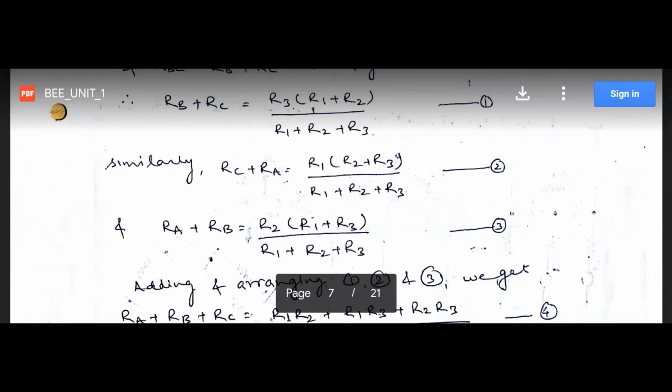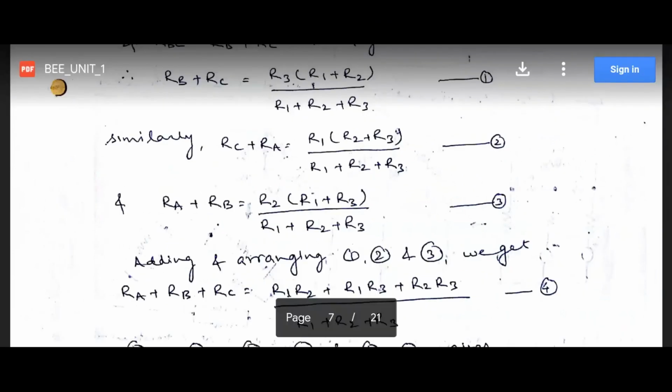And in RHS, what will we get? In RHS, we will get this R1 plus R3, and again R1 plus R3 is here. So we will get 2 R1 R3. Similarly, this R2 R3 is here and R2 R3 is here, so we will get 2 R2 R3. And R1 R2 is here and R1 R2 is here, so we will get 2 R1 R2.